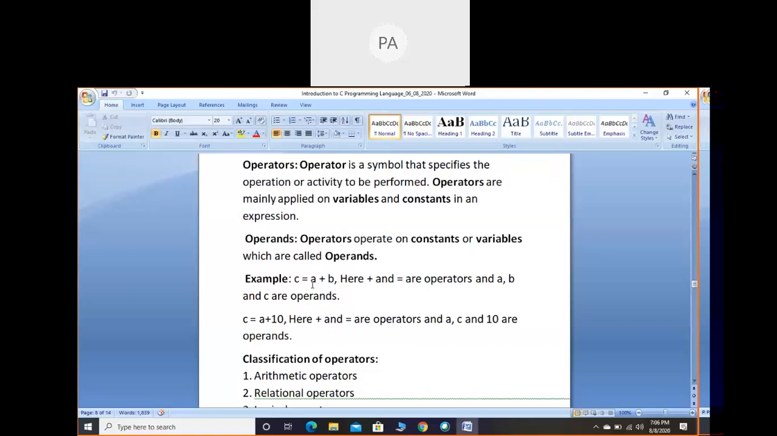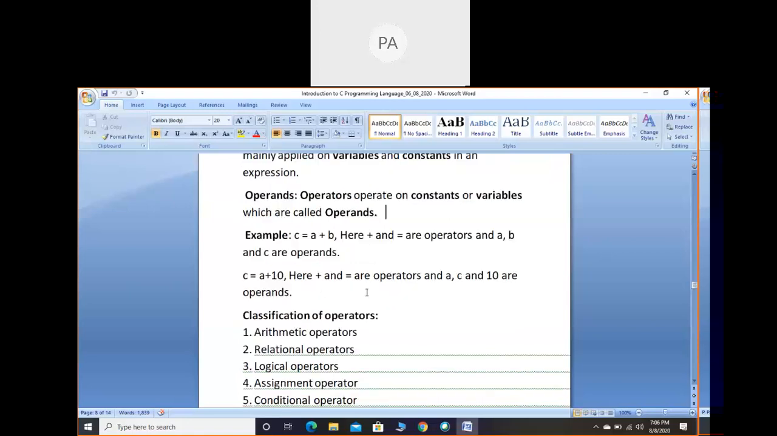You have to take out the operators first, so plus and equal to. The remaining things a, b and c are operands, so those are the variables. If you look at the next equation, c equals a plus 10, here also plus and equal to are the operators, whereas a, c and 10 are the operands. In these operands, a and c are variables, 10 is a constant. So a given equation or expression may contain all variables, all constants, or some variables and some constants.